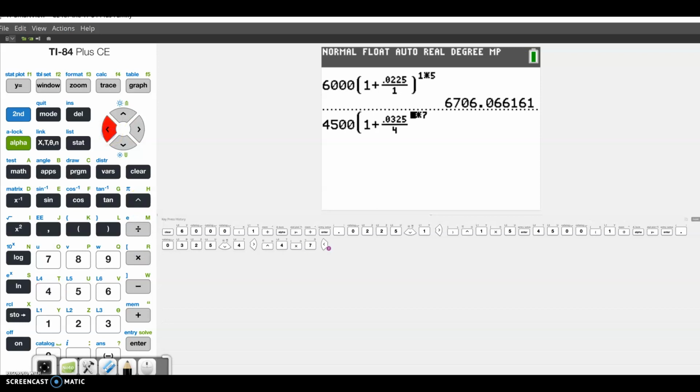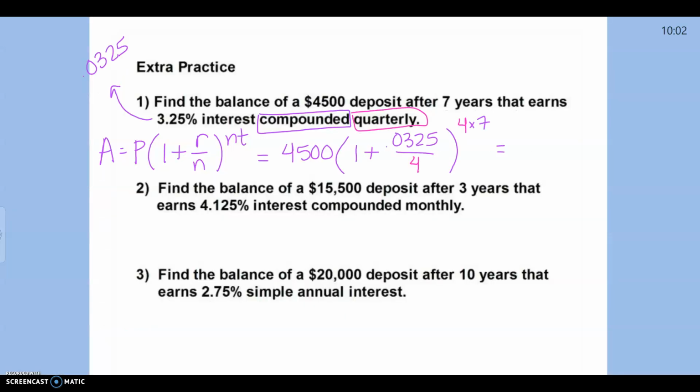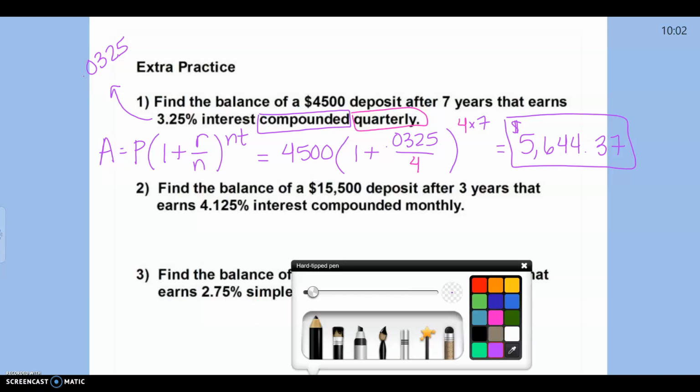Oops, I need some parentheses. You're going to get $5,644.37. Okay? So that would be your total answer. Now keep in mind these notes are in your packet on pages 9 and 10. So this is a good opportunity for you to follow along and fill them in so that you already have them done. Okay? So next problem.